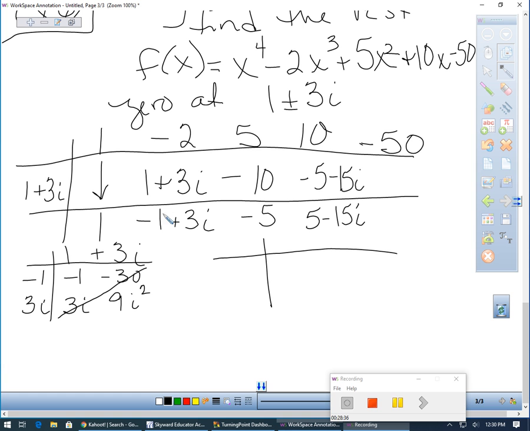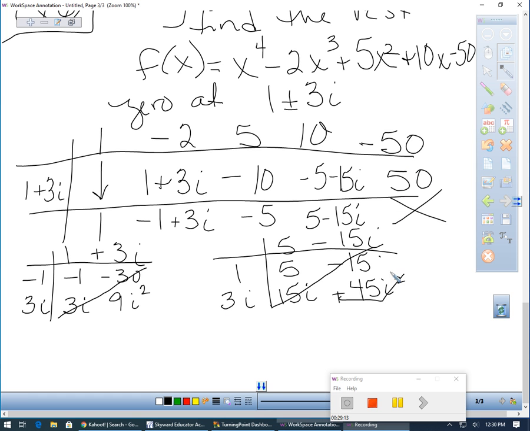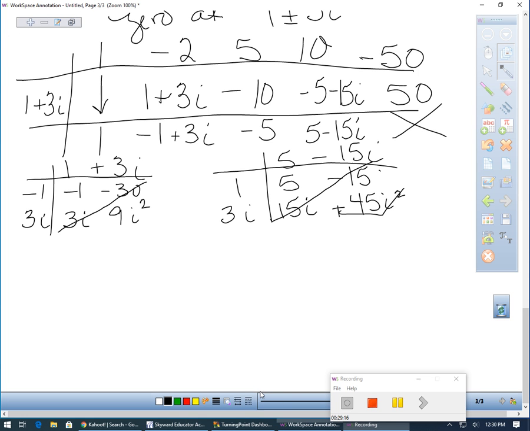Now, after this, the next one's easier because everything drops out. So we're going to take 5 minus 15i times 1 plus 3i. 1 times 5 is 5. 1 times negative 15i is negative 15i. 5 times 3i is 15i. So our diagonal cancels. We're doing great. 3i times negative 15i is negative 45i squared. So it makes it a positive 45, so we get 50. Imagine that.